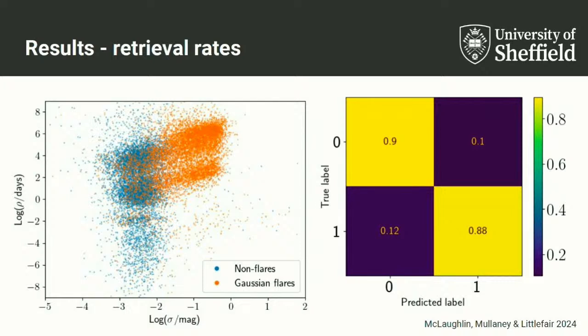But essentially, the true positive rate in the bottom right-hand corner is 88%. So the Gaussian process is correctly identifying flares as being flares 88% of the time. The false positive rate is 10%, so that's the top right-hand corner there. And what that means is that 1 in 10 non-flares is incorrectly being classified as a flare.